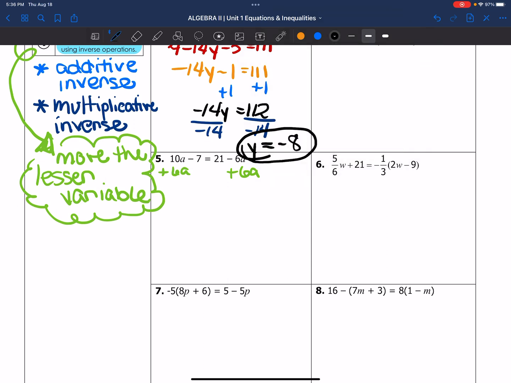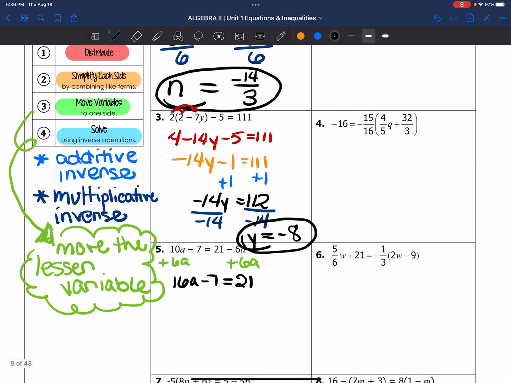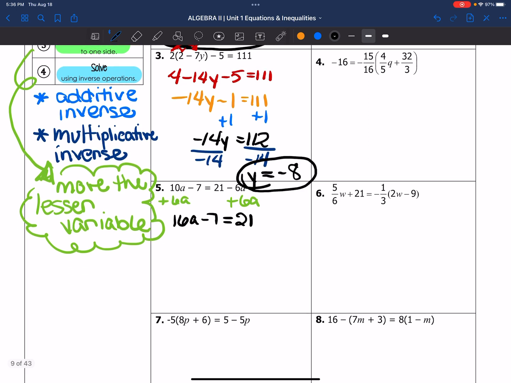This is going to give us the new equation, 16a minus 7 equals 21. We've taken care of that third step. Now we're on to step number 4, to solve using our additive inverse. First, additive inverse here, what would that mean we would need to add on each side, ladies and gentlemen? Yes, we need to add 7 on each side, and that will give us 16a equals 28.